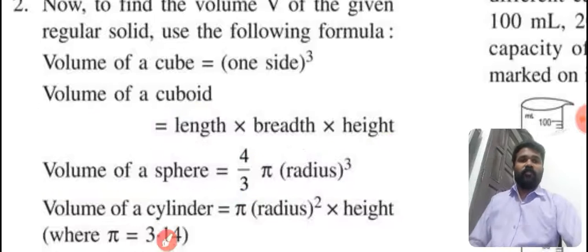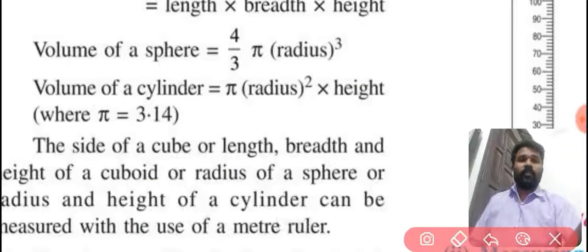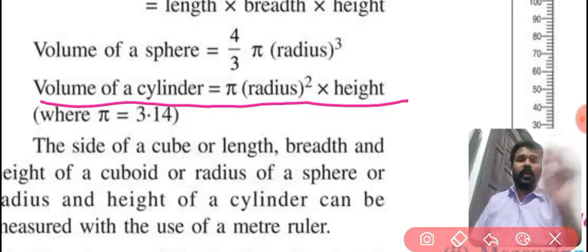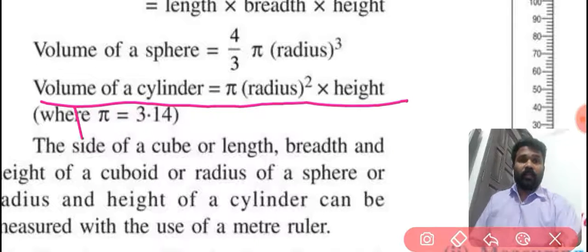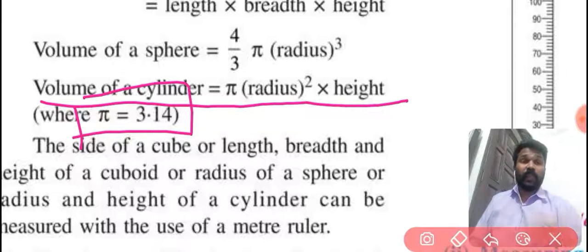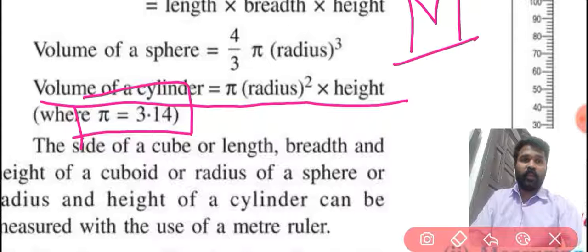If it is a cylinder, which one do we have to use? Volume of a cylinder is equal to pi r square h. Pi radius square into height. Pi is a constant value, that is 3.14. So many equations we have discussed now to find out the volume. First of all, to find out the density, we need M, and next we need V. M can be found out by beam balance, already we have discussed. V of the regular solid can be found out by the equations which we have discussed just now.